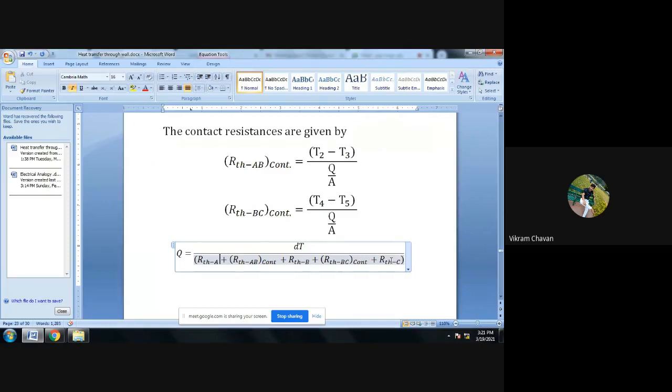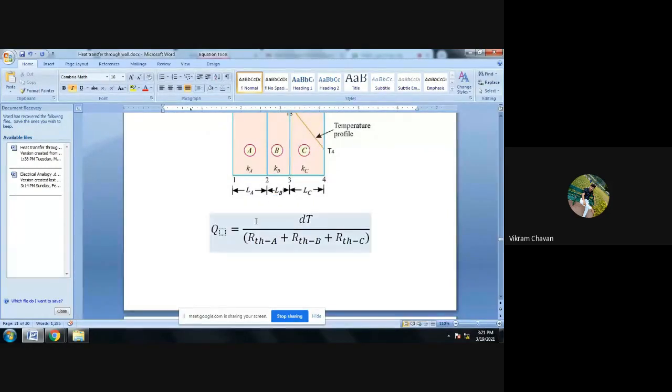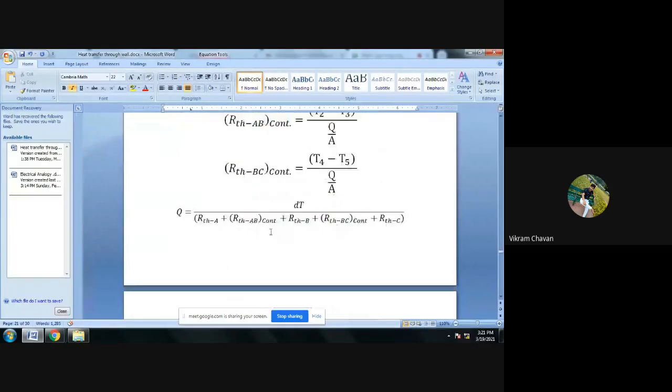So let us compare the initial equation and the final equation. Initially, if you are not considering contact resistance, we have to consider the wall resistance only. If there is no contact resistance present, we consider only wall resistance. So R_TH,A, R_TH,B and R_TH,C are the resistances because of the thickness of that particular wall. Whereas when we consider the thermal contact resistance, we have to add it to the total resistance. So R_TH,A, R_TH,B and R_TH,C remain as they are, but we add the interface resistance, R_TH,AB contact plus R_TH,BC contact, that is the thermal contact resistance.